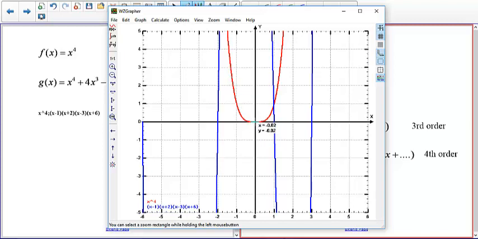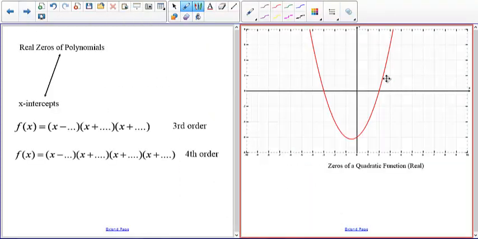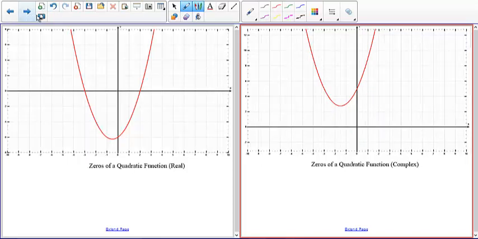X to the fourth has one zero, which is when x equals 0, y equals 0. The other one has 4. You can see it has 4 intercepts, or 4 zeros. So a quadratic can have 2 zeros, 2 x-intercepts, or you can have 0. If I added 20 to this, it would move it up and make it so you didn't have any x-intercepts.